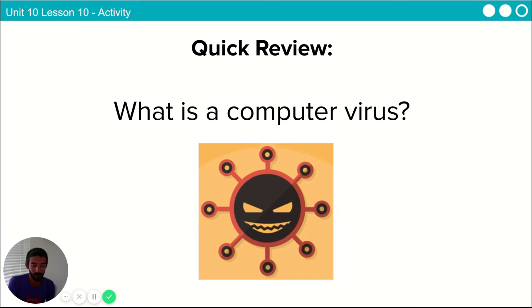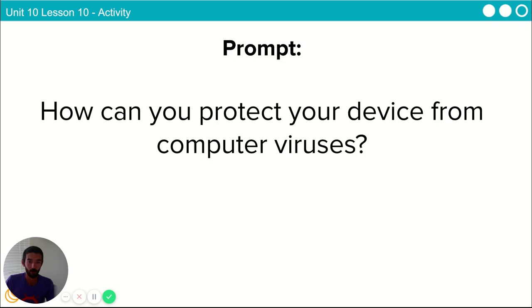Hopefully, if you looked in your notes and you had them, or you remember back from lesson 6, there were some examples of viruses. But basically, a virus is a piece of code that can get onto your device unknowingly, and then just like a virus in our physical lives, this virus can multiply and spread itself to other devices, other places. So thinking about how can we protect your device from these computer viruses, what is something that you can do?